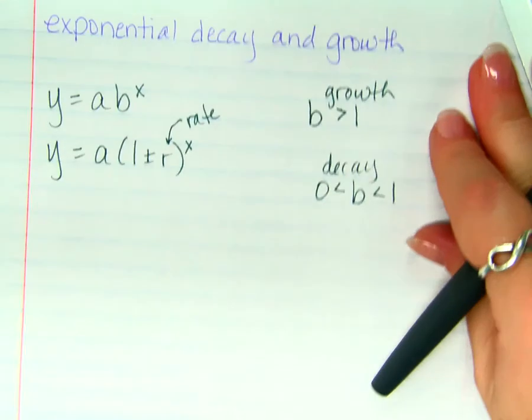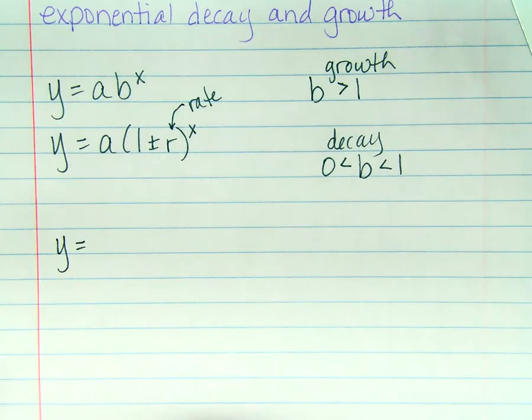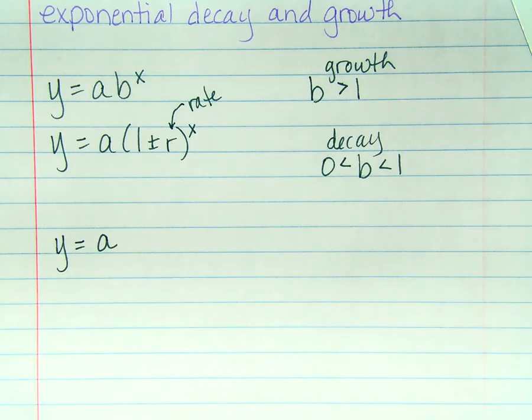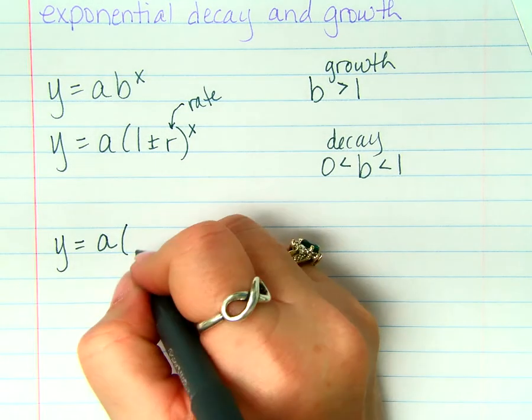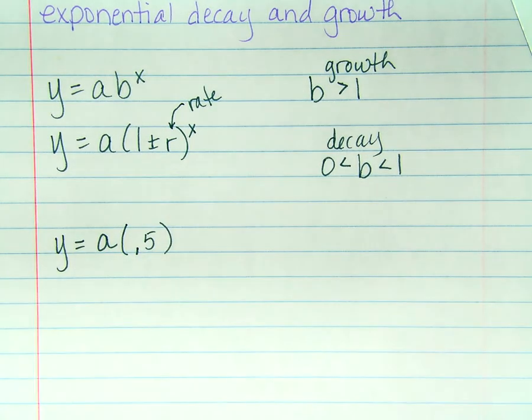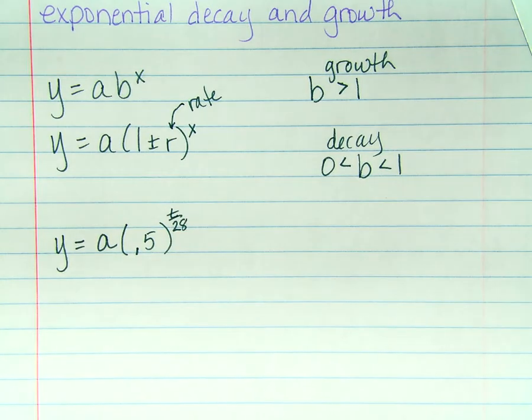So let's start with a sample problem. How about that? Now, for these particular problems today, we don't care about a. That's not our focus. So we are leaving it just a. We're not going to put a number in there because I'm afraid that will confuse us. We're just going to leave it as an a for today. Okay? So we have y equals a times 0.5 raised to the t over 28 power.